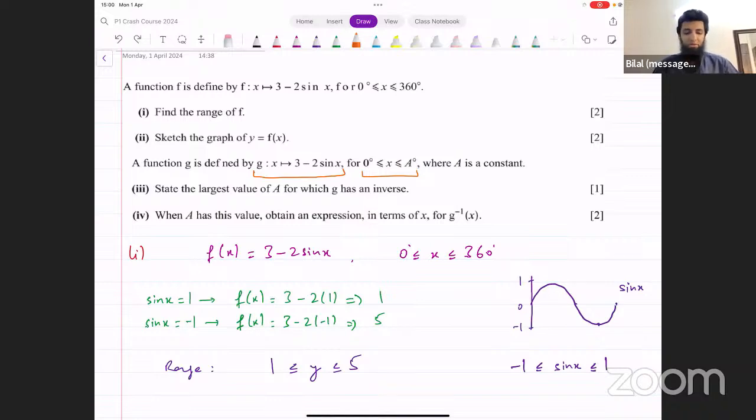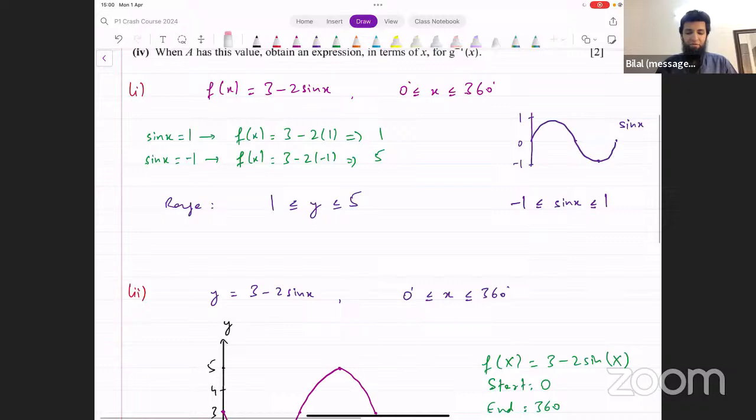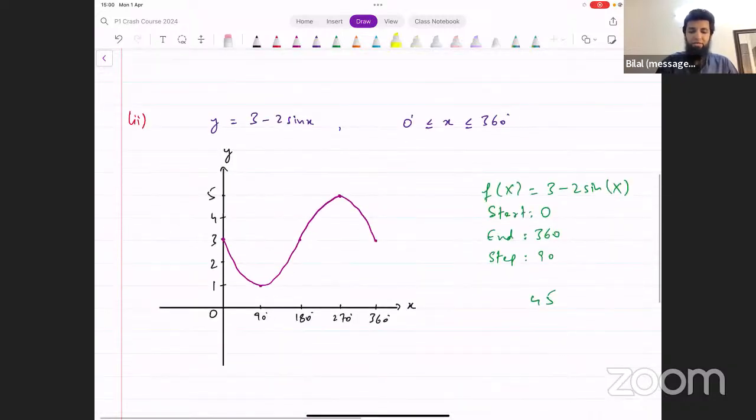Now, how do we think about this? We have the graph of the function. And we can see, okay, we have to start from x equals 0. We have to start here. Now, how far can we go until this remains a one-to-one function? If we go like this, and up to 180, for instance, is this one-to-one?